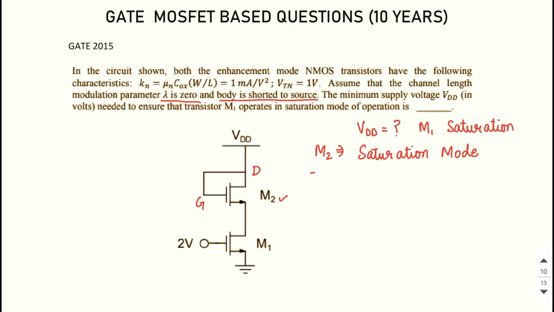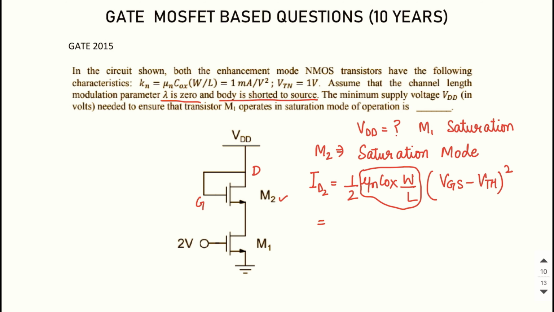So for the M2 transistor, we can conclude that it is in the saturation mode. Hence, the drain current equation for the second transistor can be half mu n Cox W by L, and then we have (VGS minus VTH) whole square. Now, as given in the question, we are given the value of this quantity, Kn, mu n Cox W by L. It is 1 milliampere per volt square. So we have 1 divided by 2 milliampere, that is 10 to the power minus 3.